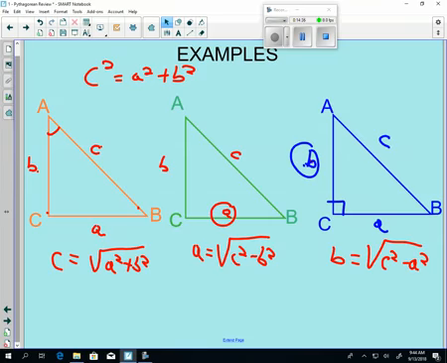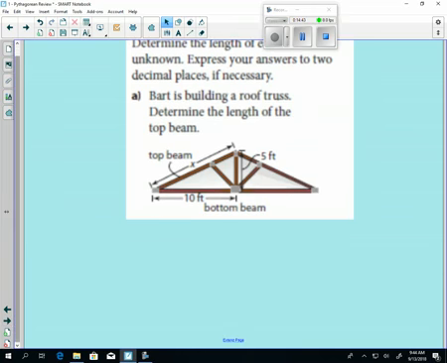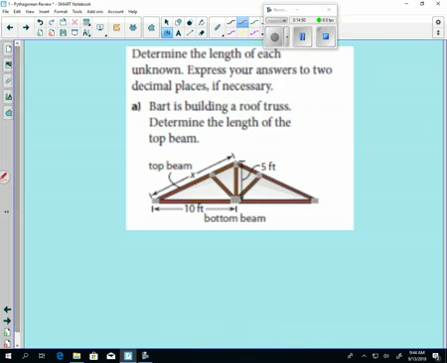So let's look at it in practicality. It makes more sense sometimes when we put some numbers in there. Here we have an example where they're trying to build a roof and they want to know the length of the unknown. So what we have here, we don't know the length of this part of the roof. They tell us that this height here is 5 feet, and the length here is 10 feet. So we have two sides. If we've got two sides, we can use Pythagoras. So we make that into a triangle.